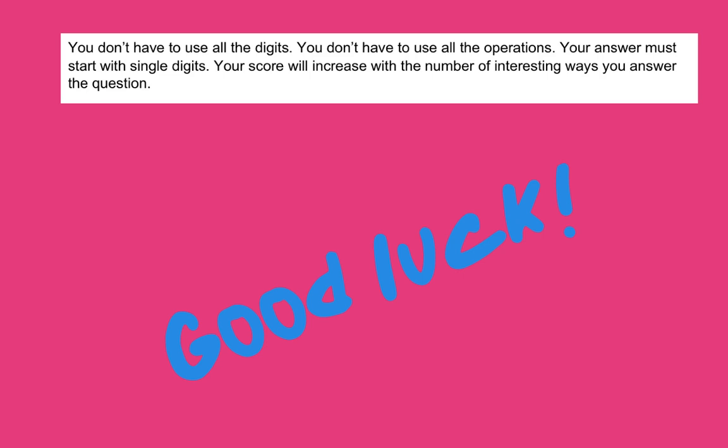Okay, a couple of rules. You don't have to use all the digits. So that means you don't have to use 1 to 9 in the number sentence. You don't have to use all the operations. So you don't have to use plus, times, minus, divide in the number sentence. Your answer must start with single digits. What does that mean? It means you need to start with something like 4 times 5, but not 45. So the first numbers must be 1 to 9.